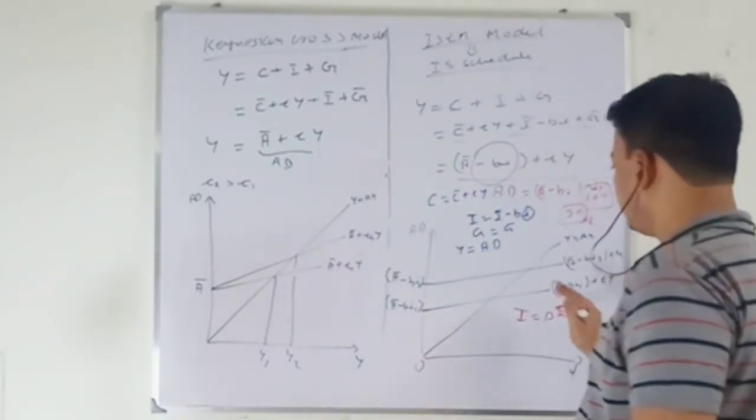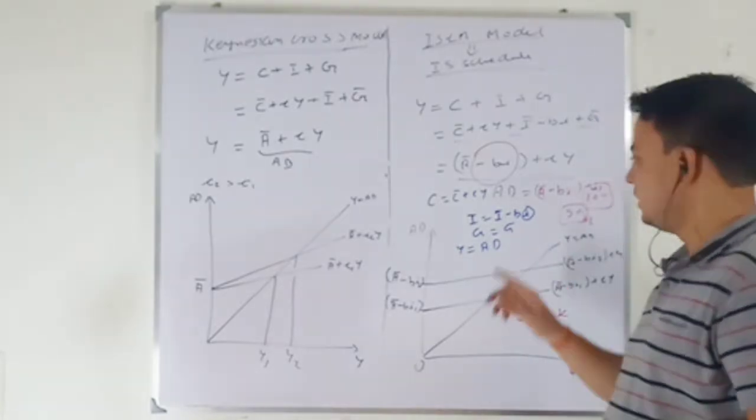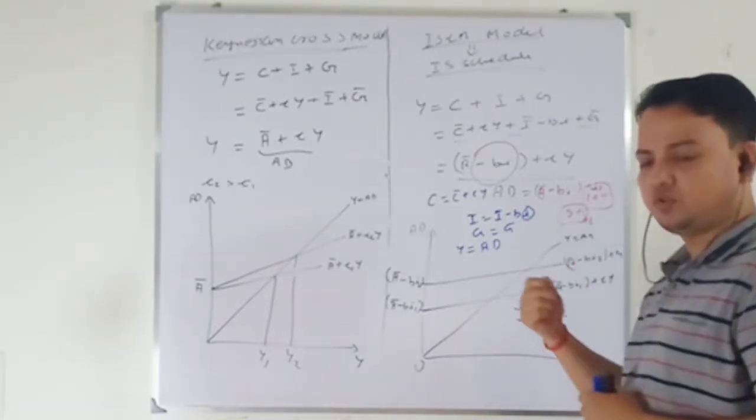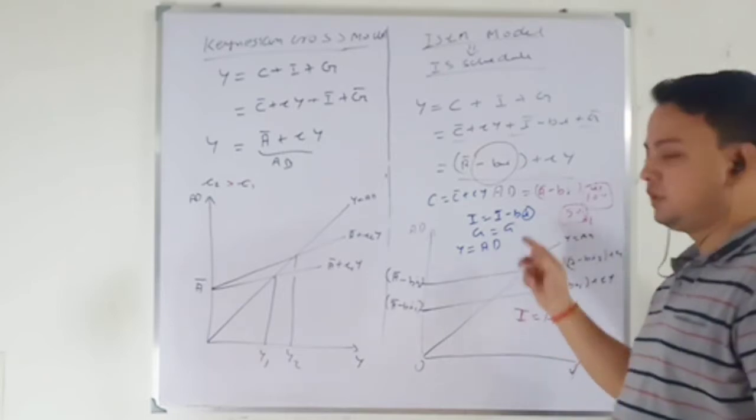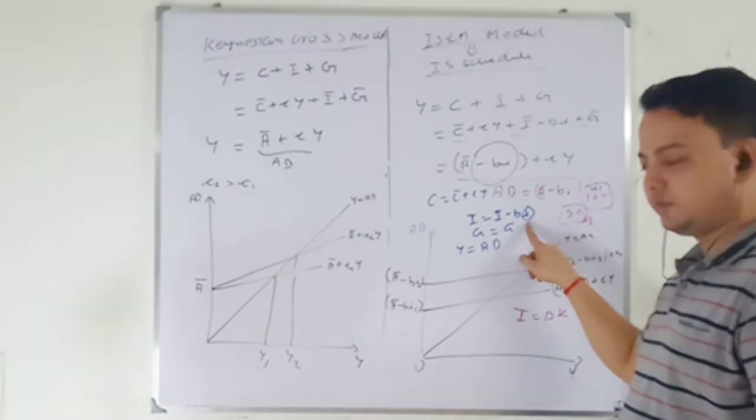Investment is addition to the capital stock. Interest rate is a cost of capital stock, right? Why? Because it represents the cost of borrowing. So interest rate is a cost of capital.